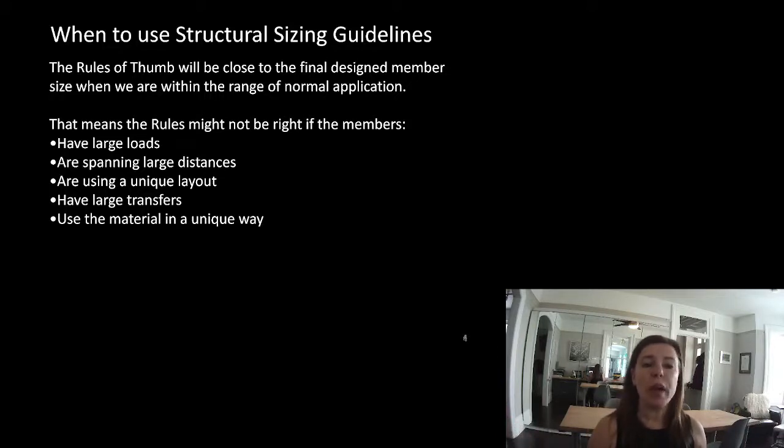If you're using a weird or unique layout, so maybe you have weird distributions of loads, that's going to change what would be normal in the building. If you have large transfers, or if you're using the material in a unique way. These are all things that could impact what your sizing guideline gives you as the answer. You'll get your answer from your sizing guidelines, but you need to know that if any of these things are happening, maybe your sizing guideline isn't the perfect answer.